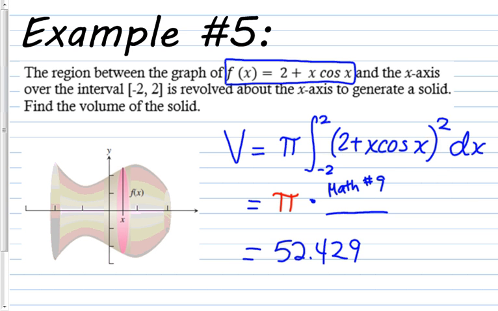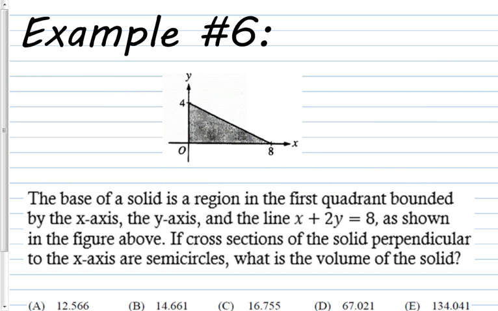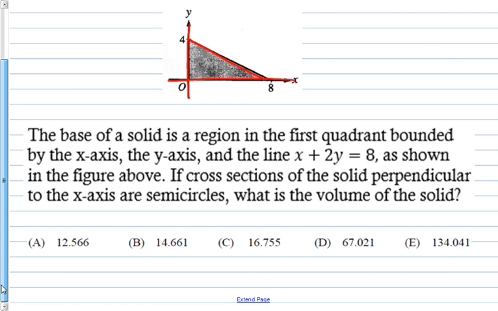All right, and then last but not least, example 6. The base of a solid is a region in the first quadrant bounded by the x-axis, the y-axis, and the line x plus 2y equals 8. So my area is bounded by those 3 things, as shown in the figure above. And this is a former AP test question. If cross-sections of the solid perpendicular to the x-axis are semicircles, what is the volume of the solid? Okay, so I have semicircles.